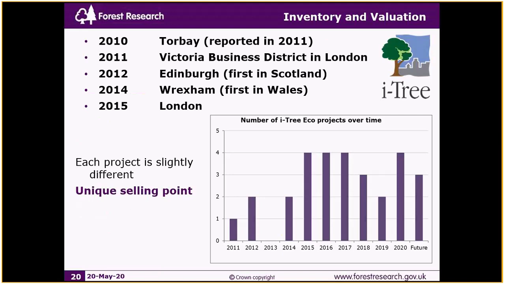iTree Eco is quite interesting. It's just hit its 10th anniversary. The first study was conducted down in Torbay back in 2010, reporting in 2011. For a long time, each iTree Eco project tried to do something slightly new, slightly different, to give itself a unique selling point, perhaps as a better way to provide PR around the project. One of the challenges around this, of course, was it could potentially make it more difficult to make intercity comparisons. But if we just take the raw data, the core outputs from Eco, we can still make the comparisons that we would like to do.